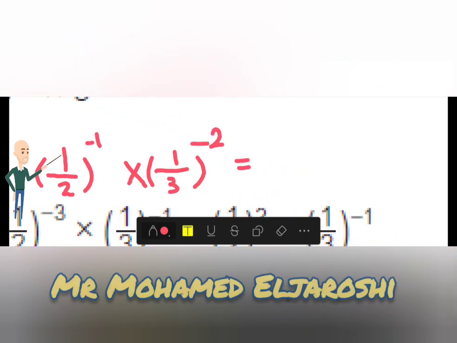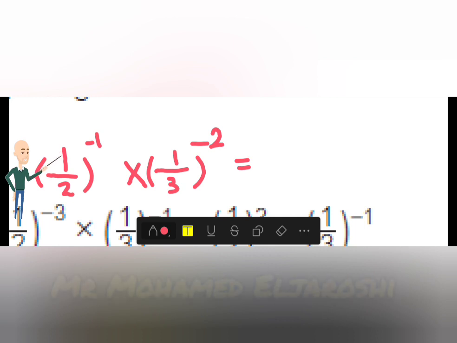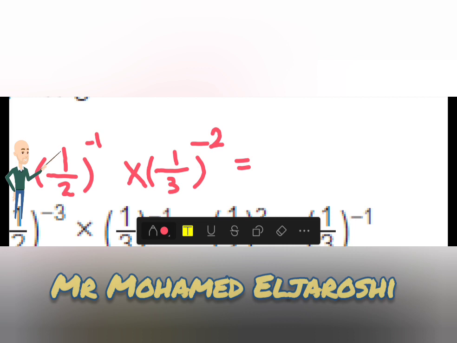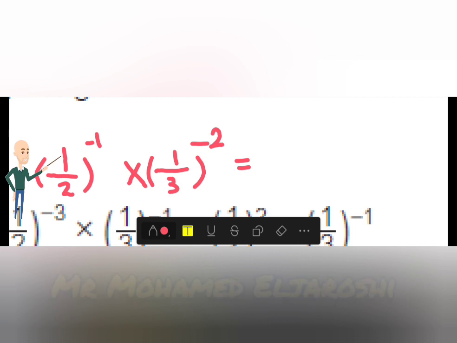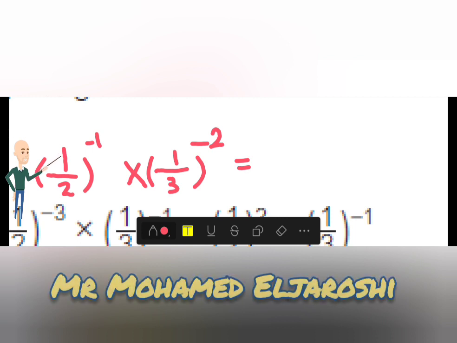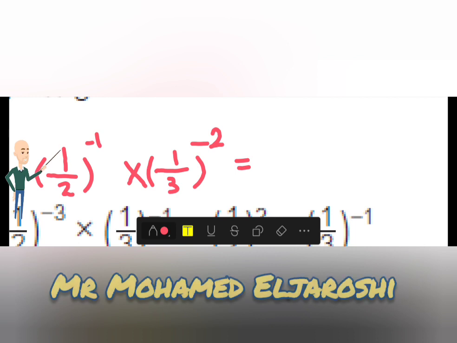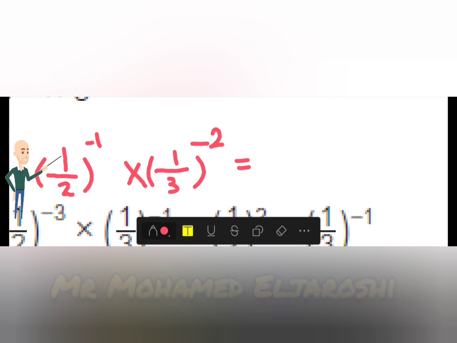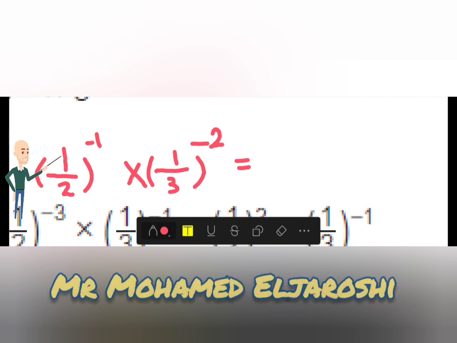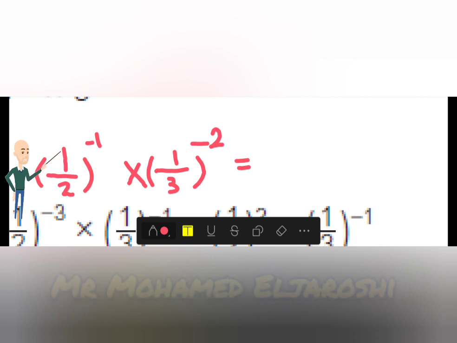Same idea. We have a half, so we write it as 1 divided by 2, and then we close the brackets, power of negative 1, multiplied by a third to the power of negative 2. So 1 over 3, close the bracket, power of negative 2. Okay, let's do it again.